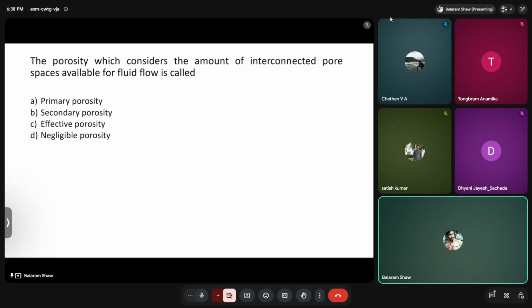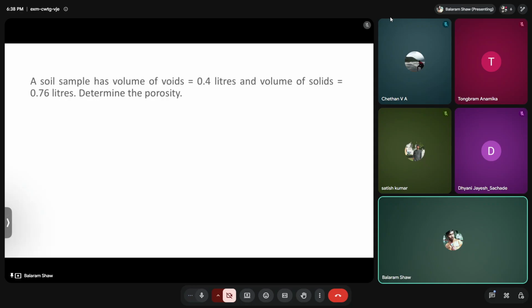Okay, just a small number crunch. A soil sample has volume of voids of 0.4 liters and volume of solids of 0.76 liter. Determine the porosity. Can you just do this for me? I'll wait for 2-3 minutes. Let me know how much you are getting.